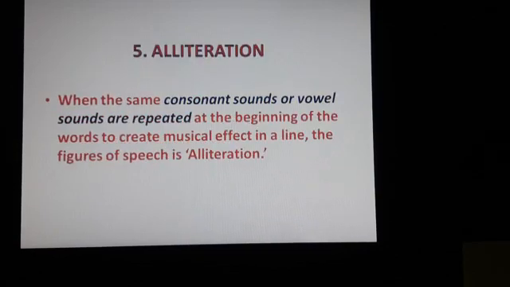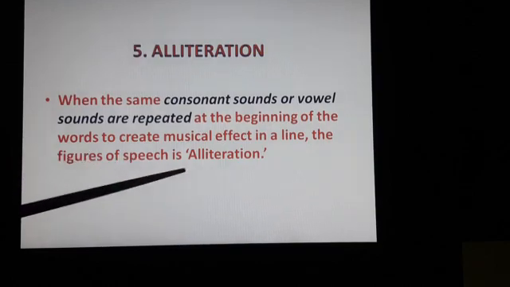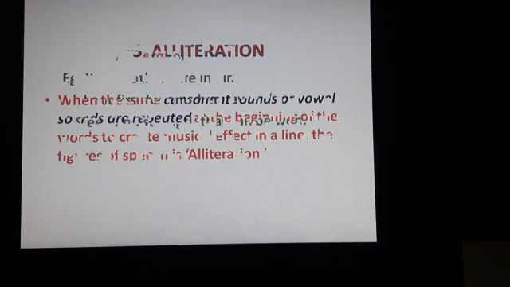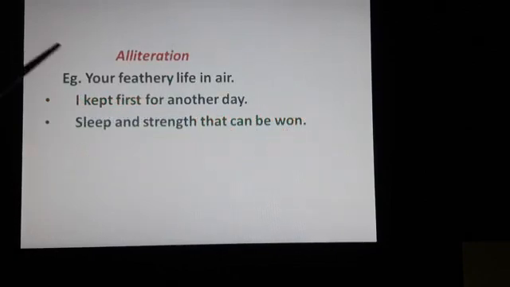Next one is alliteration. It's very easy. When the same consonant sound or vowel sounds are repeated at the beginning of the words to create musical effect in a line, figure of speech is alliteration. So either consonant sound or vowel sounds, there will be one at the beginning or at the middle or the end, but then there will be same sound, okay? We call alliteration. See here, your feathery life in the air, consonant sound F is repeated, feathery life, you see, and so it is a alliteration.